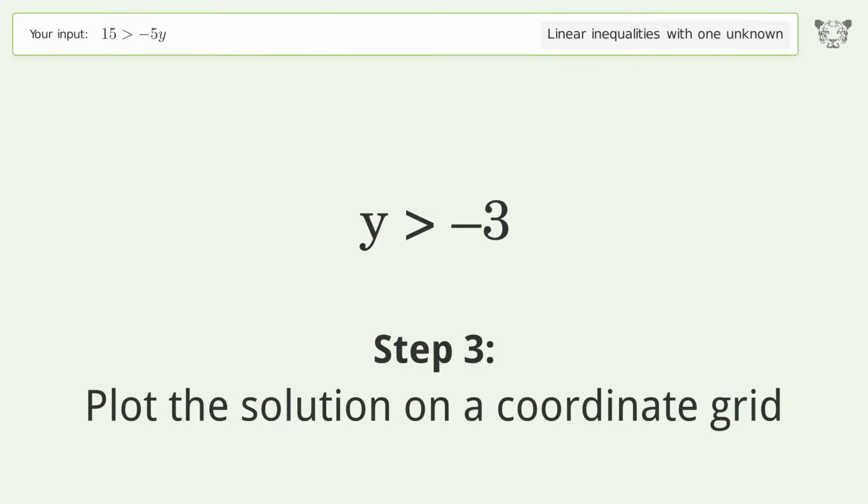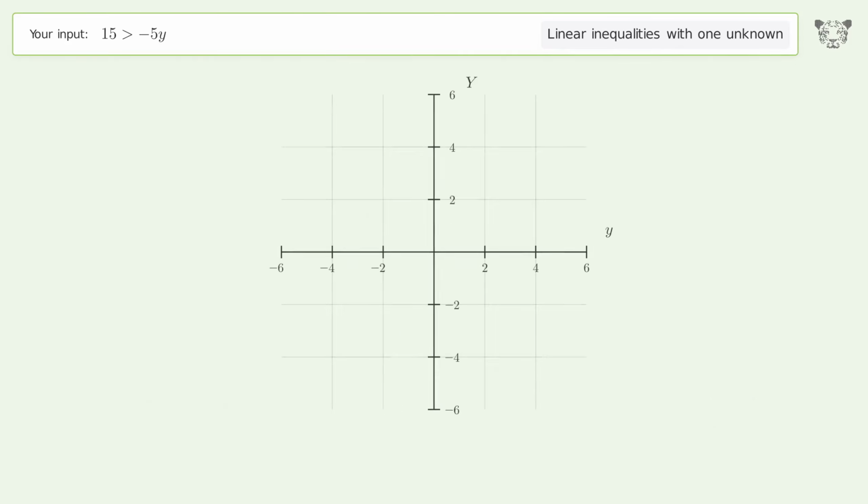Plot the solution on a coordinate grid. And so the final result is y greater than -3.